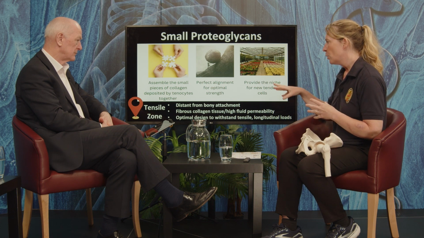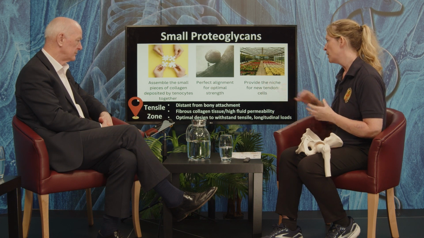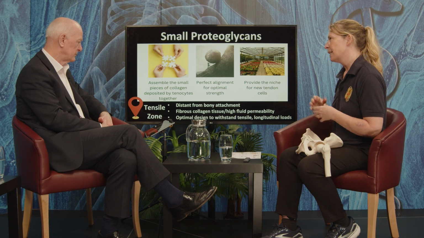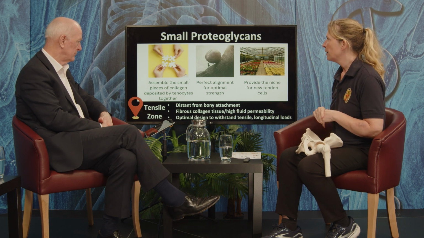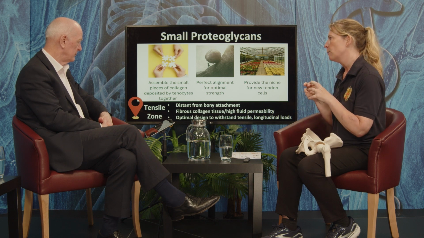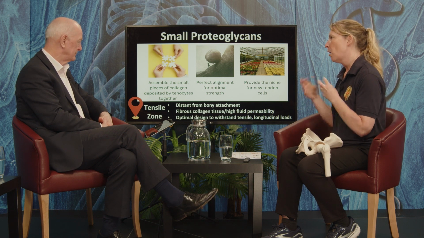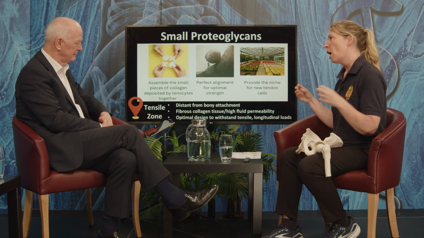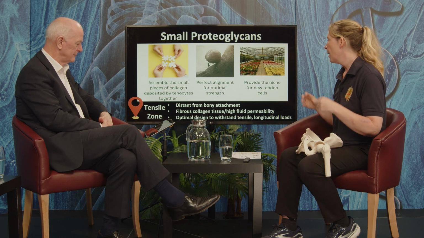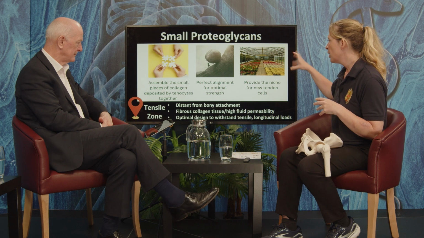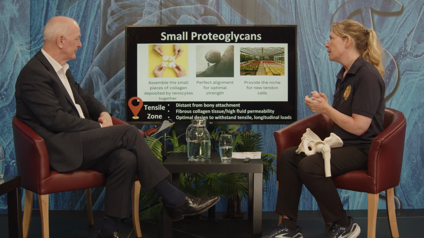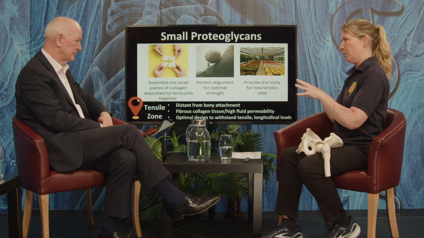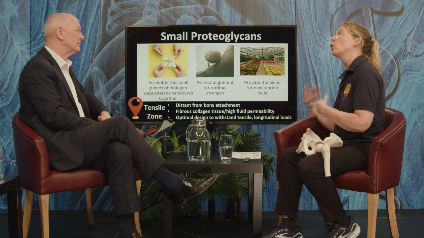The tensile zone is more fibrous collagen tissue, and that's designed to withstand tensile load, that longitudinal load. The small proteoglycans assemble the pieces of collagen, and they're working hard to ensure perfect alignment so that the tendon has optimal strength. They're a bit like a nursery, providing the niche for new tendon cells to grow. So we find them away from the compressive zone. This is relevant when we talk about mechanical load through a tendon.